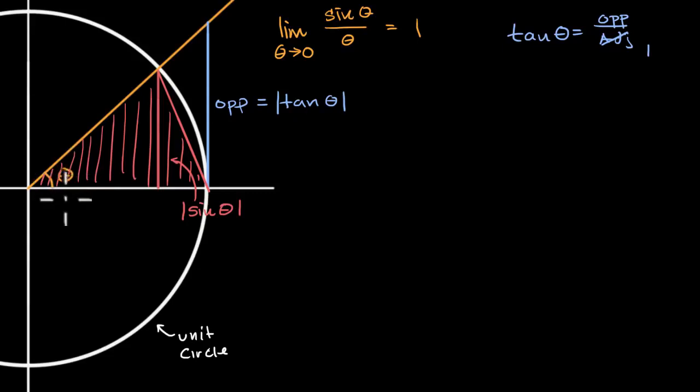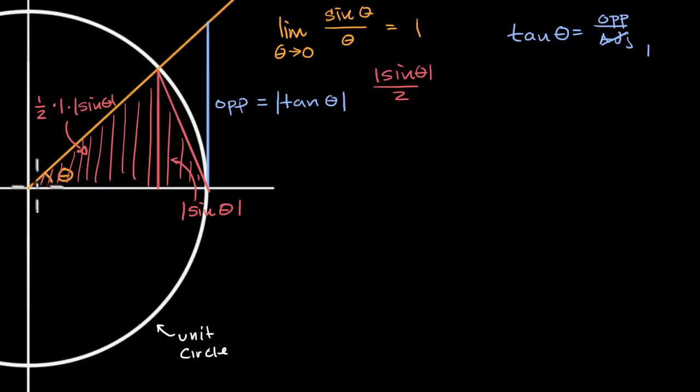Well, it's a triangle. We know that the area of a triangle is 1/2 base times height. We know the height is the absolute value of the sine of theta, and we know that the base is equal to 1. So the area here is going to be equal to 1/2 times our base, which is 1, times our height, which is the absolute value of the sine of theta. I'll rewrite it over here. I could just rewrite that as the absolute value of the sine of theta over 2.